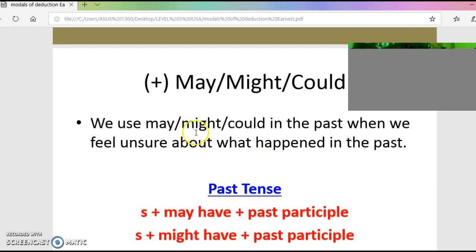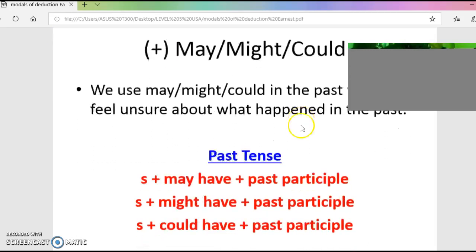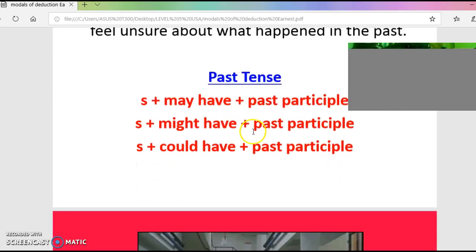As we can see, we also use modals of deduction in the past when we feel unsure about what happened in the past. Therefore, not only to present something in the present tense, but as we saw with must, you can also use these modals of deduction in the past tense. And the structure is as follows.